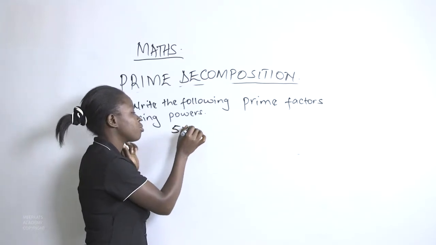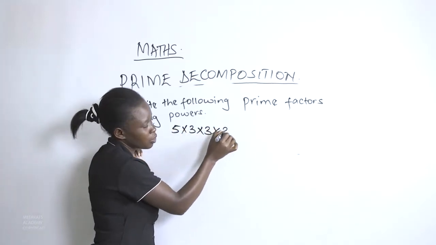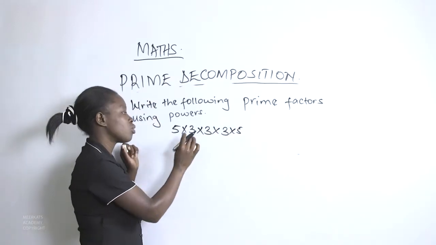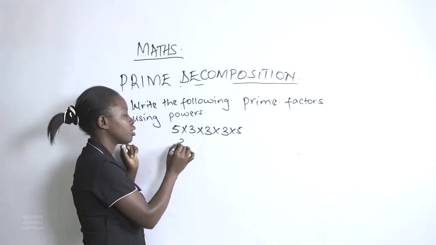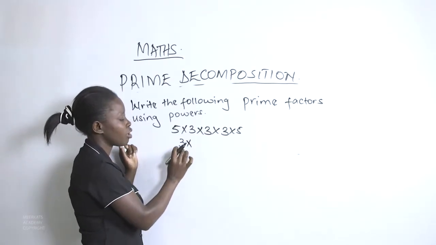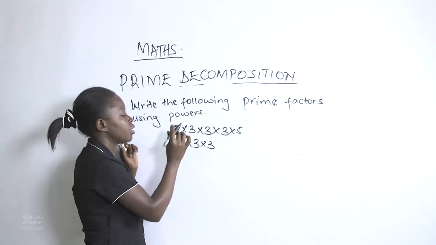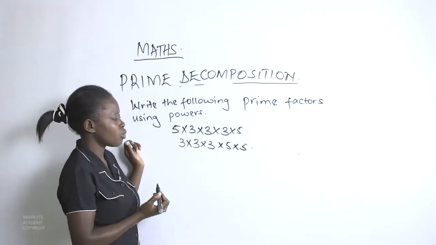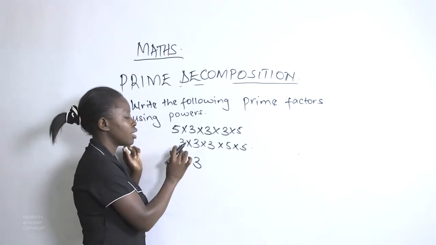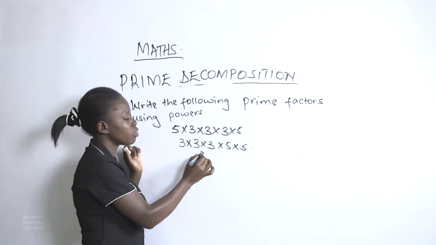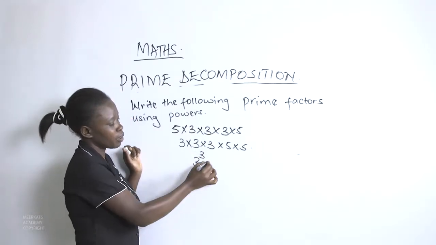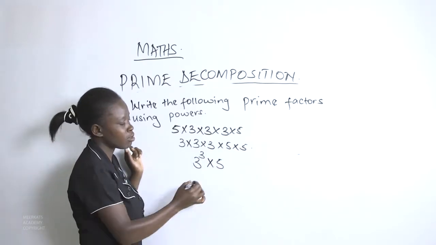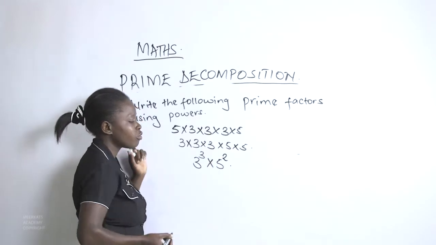Next we have 5 times 3 times 3 times 3 times 5. So we discover that 3 has been repeated 3 times. So I have 3 times 3 times 3. Then we have 5 times 5. So my base here is 3 and it has been repeated 3 times, so it means 3 to the power of 3. Then the next base is 5. 5 has been repeated twice, so I have 5 to the power of 2.